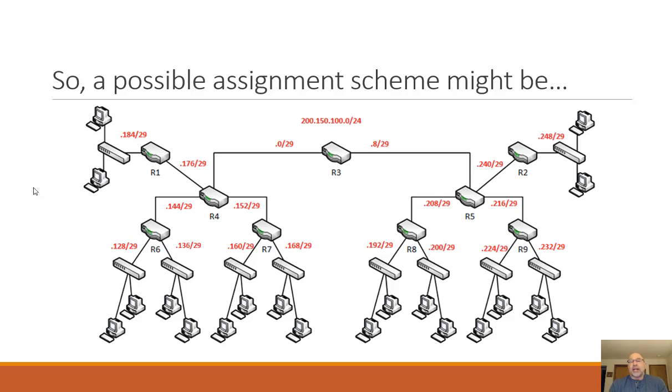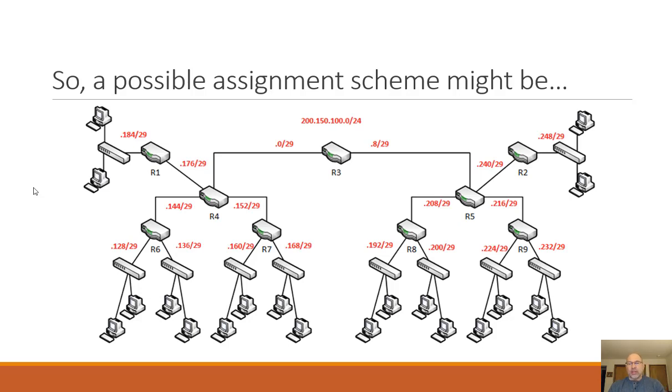Okay, so if we just start along the bottom there and we see that .128 and .136 are together, they're 2 /29s. They can be aggregated into a /28. Same thing with 160 and 168, 192 and 200, 224 and 232. So at R4, we could actually collapse those routed interfaces into a single aggregated space.